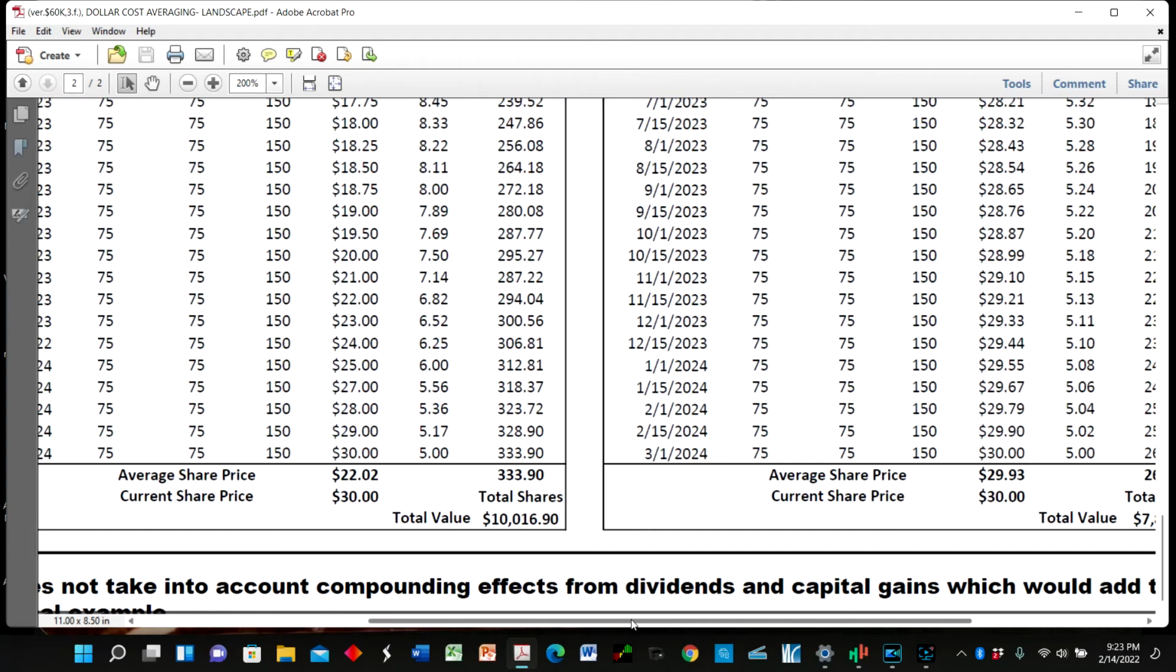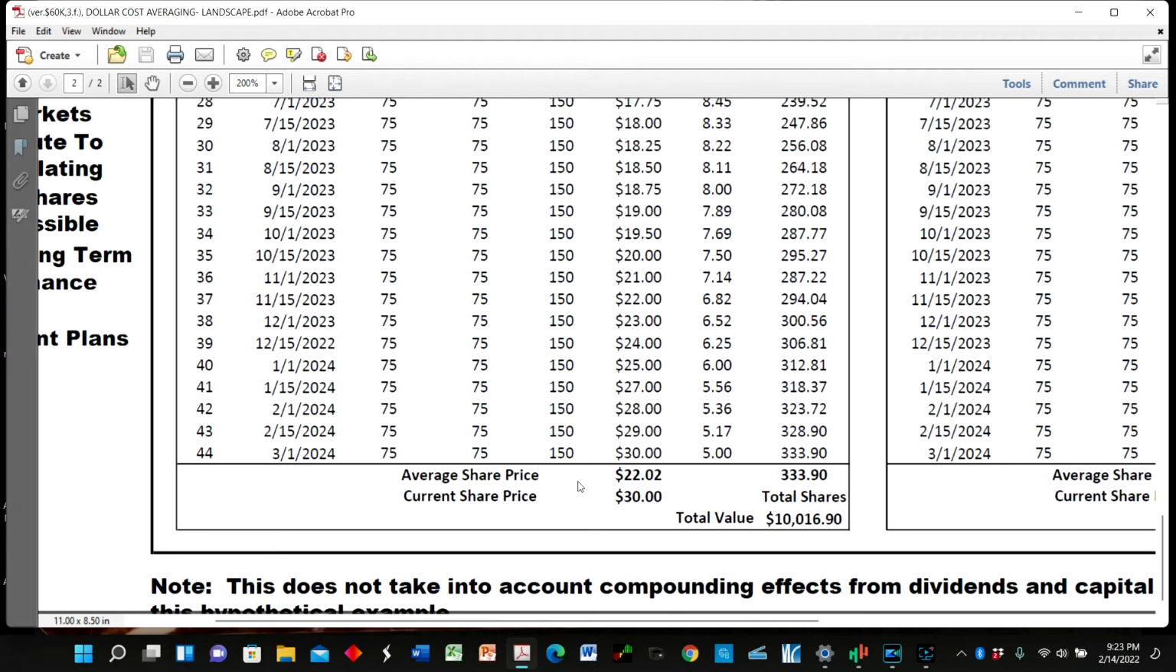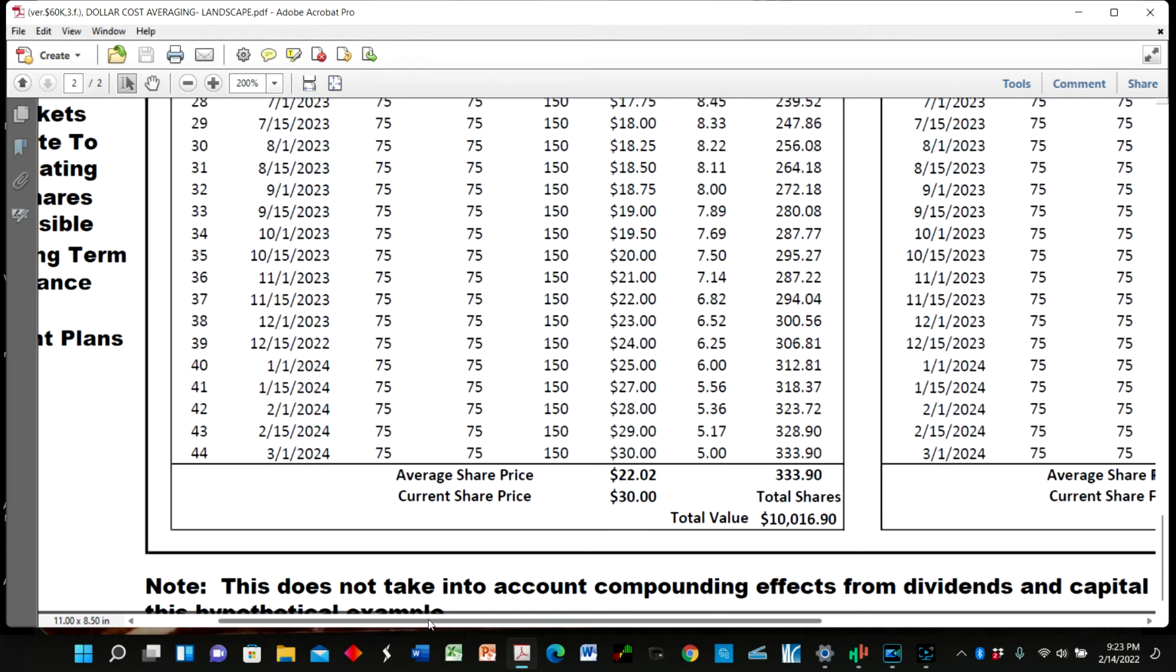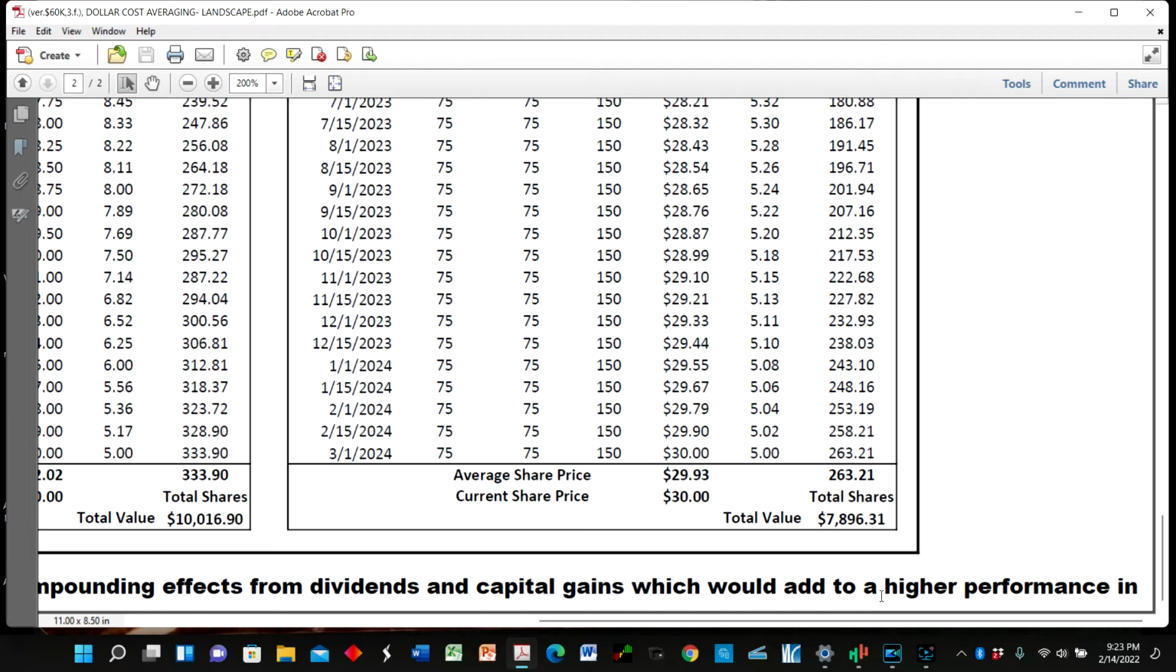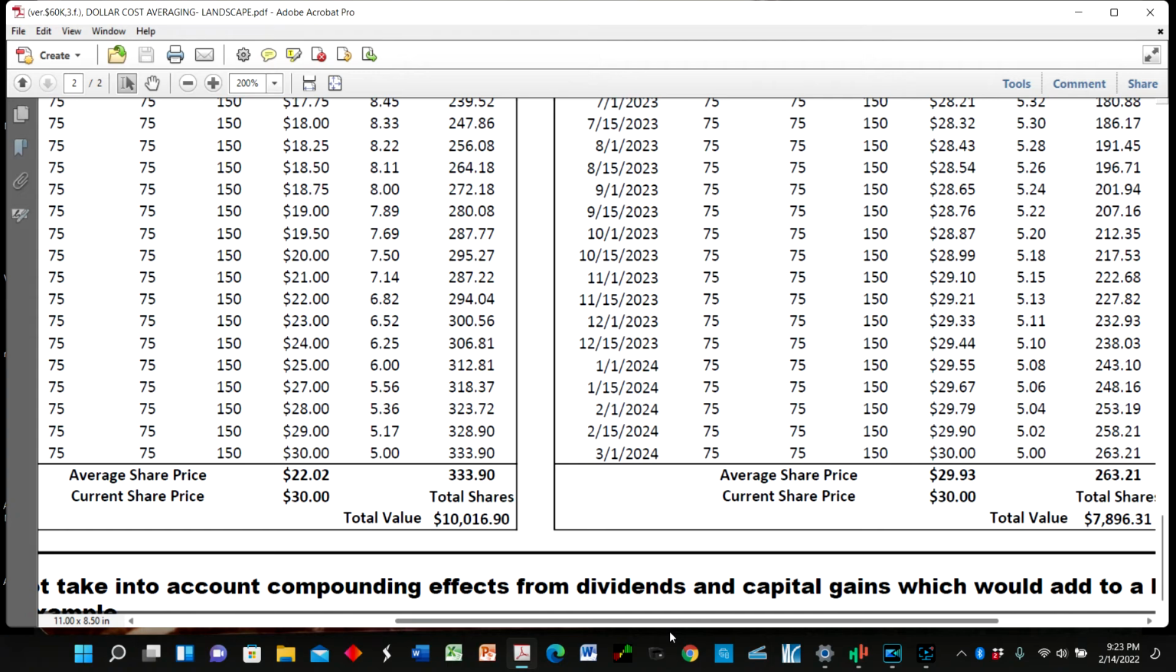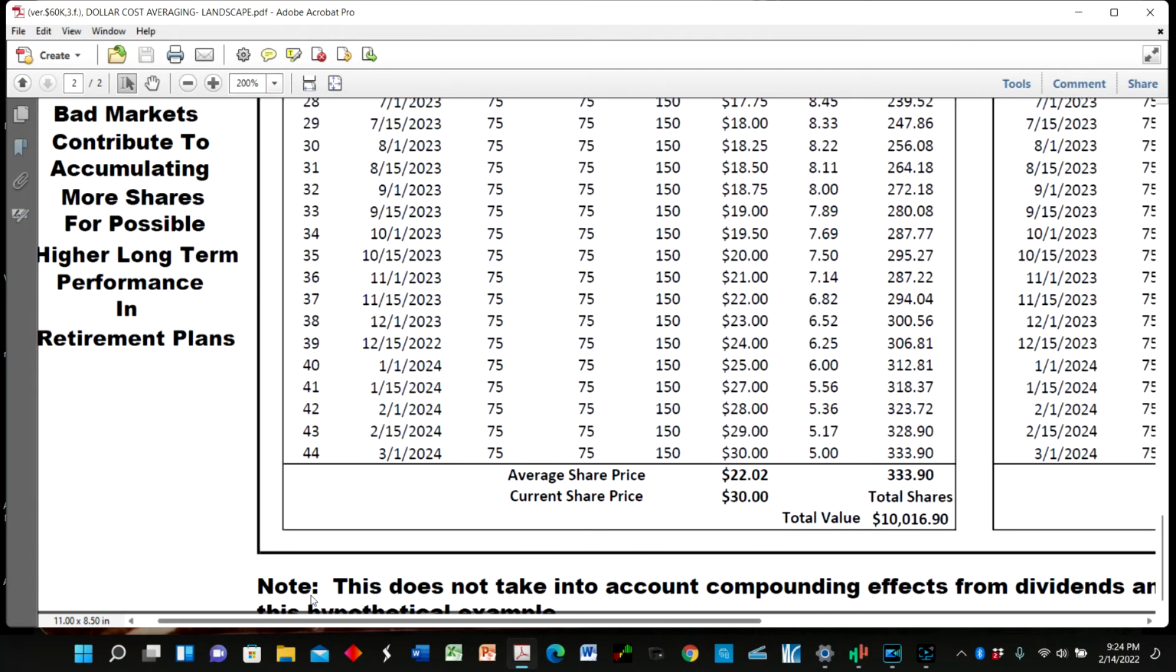The other thing that I didn't mention in this is that this does not take into account the compounding effect from dividends and capital gains, which would actually add to the performance. So you have all these shares actually paying dividends on a quarterly basis, and that gets reinvested. So these numbers, if this actually happened, and of course, this is fictitious, just a hypothetical example. But if you had the dividend reinvestment program here, these numbers would actually be higher because of the dividend reinvestment program. And anyway, I just wanted to point that out.